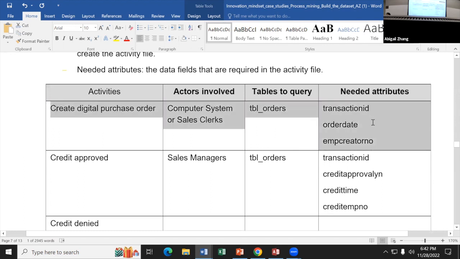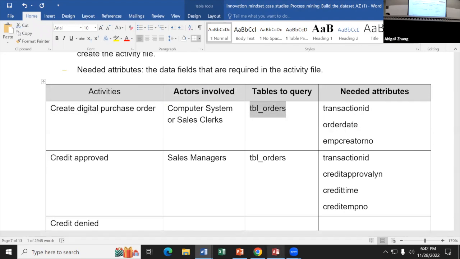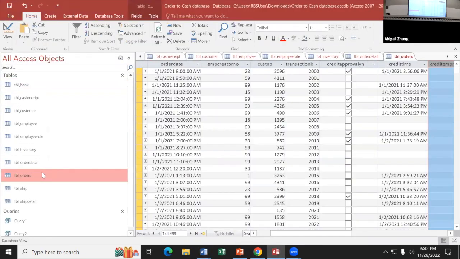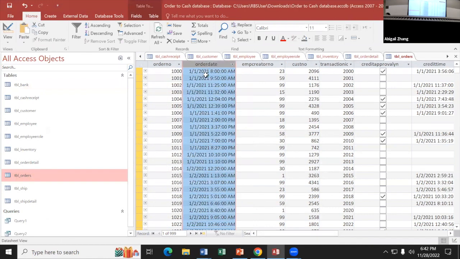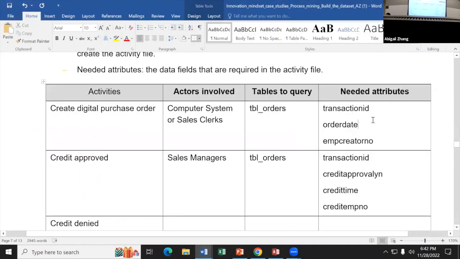So for the first example, let me walk you through this whole table. Okay. So the first activity, create a digital purchase order. Why do we need an order table to identify that? Because if you go to the order table, the second attribute is called order date. This attribute actually describes the creation date of that order. So this is basically your timestamp. If I were to put some annotation here, this one is equivalent to the timestamp that you have to include on your event log.